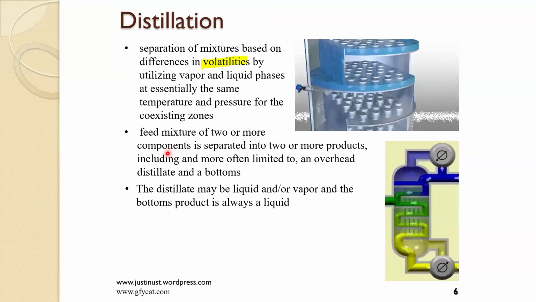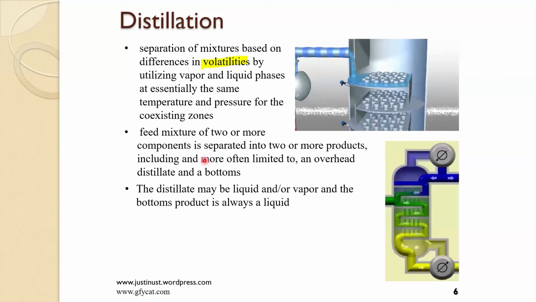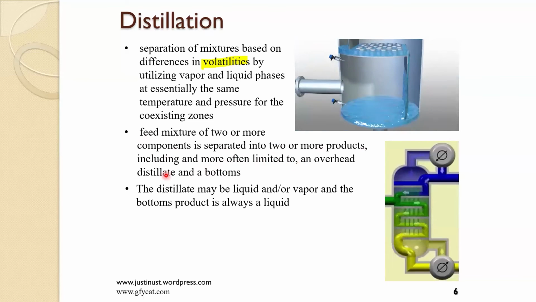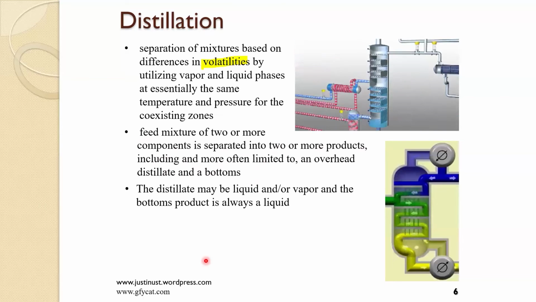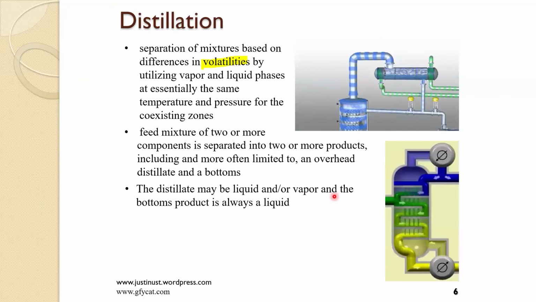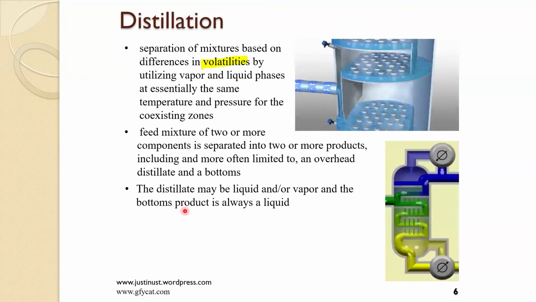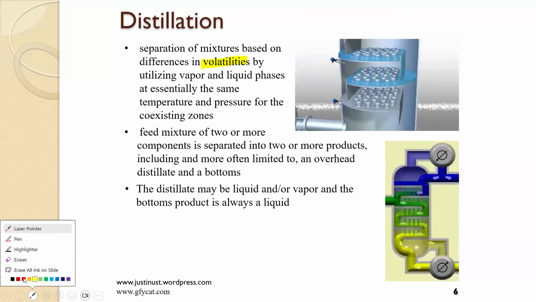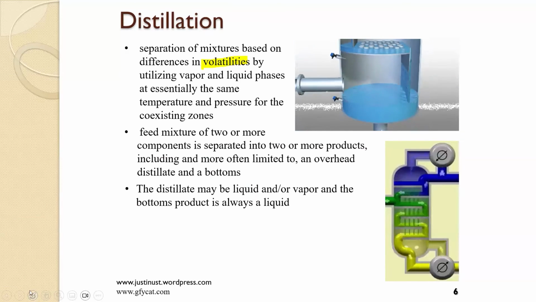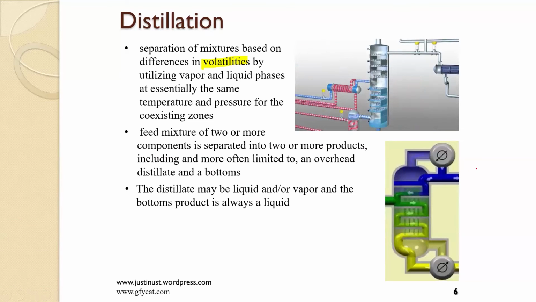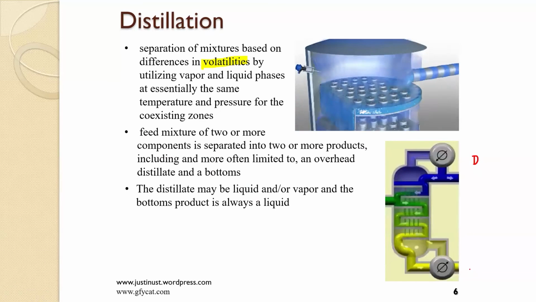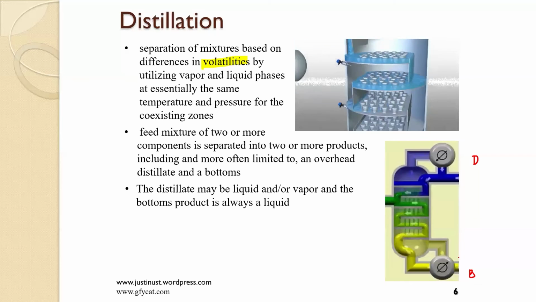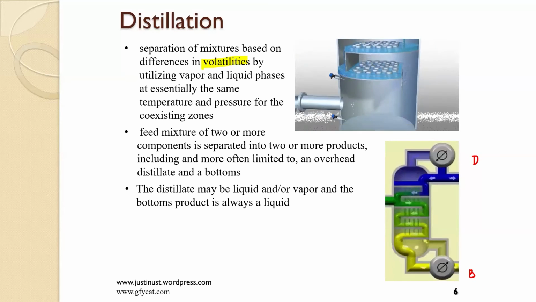So the feed of two or more components is separated into two or more products, including, and more often limited to, an overhead, distillate, and bottoms. The distillate may be liquid or vapor, and the bottoms product is always a liquid. So, dalawa. The one that comes out of the top, I believe this was already given to you last time, di ba? The one that leaves on the top are the distillate products. That's the overhead. And then the bottoms product, usually the heavier ones.